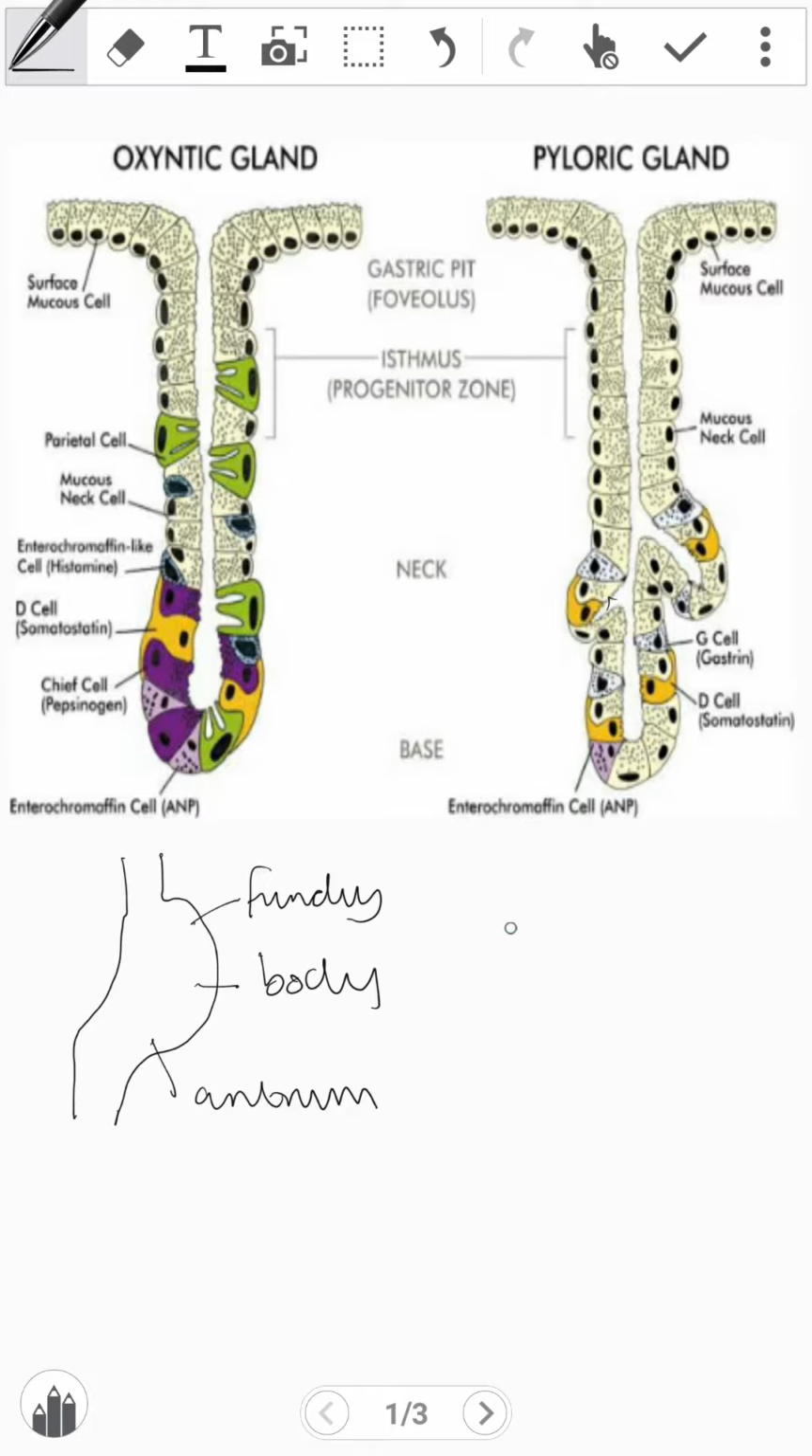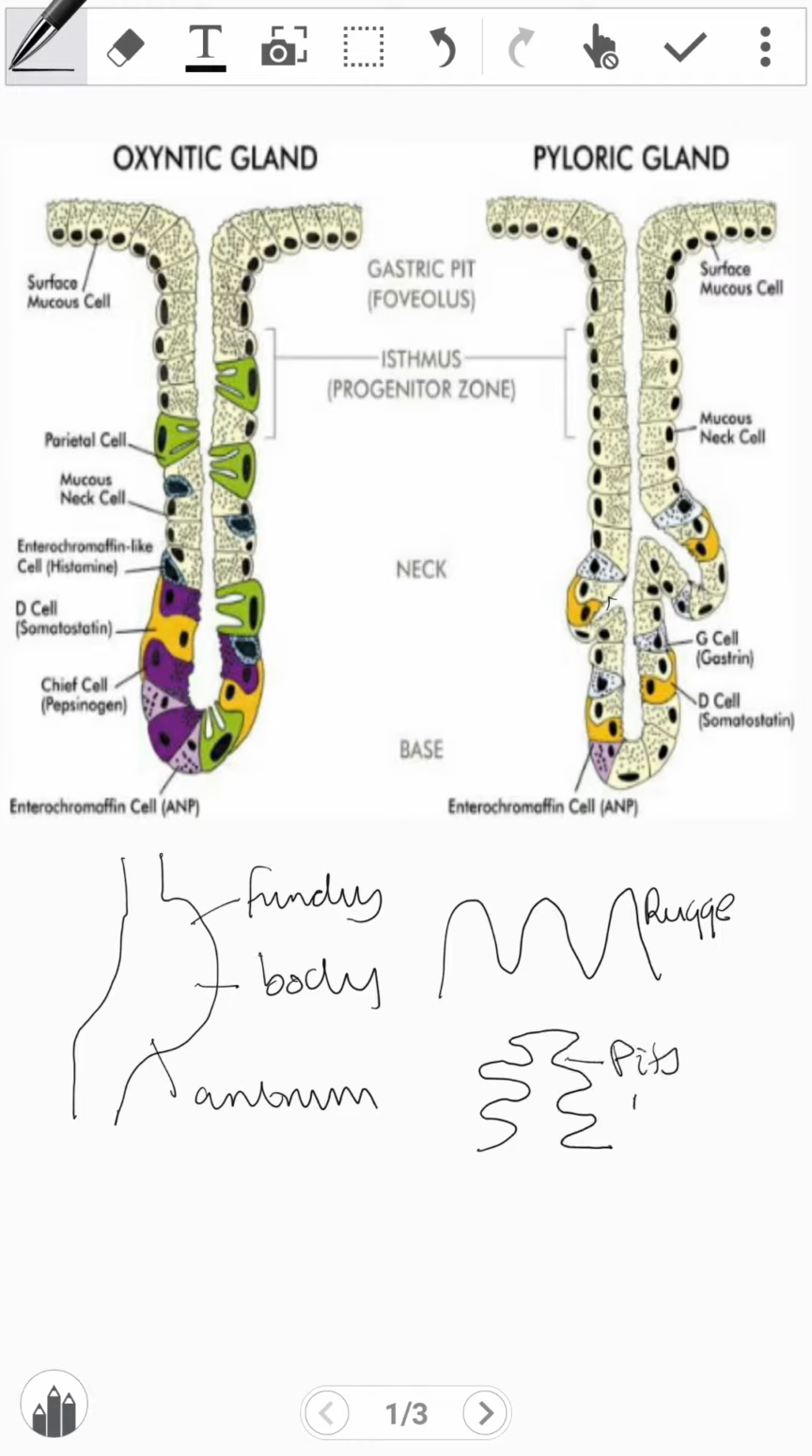Now, in the wall of the stomach, which has infoldings that are noted as rugae, we have some pits that are found there. In these pits is where we find our glands. These are simply a collection of cells that are able to secrete. We have two types of glands that we find in the stomach.